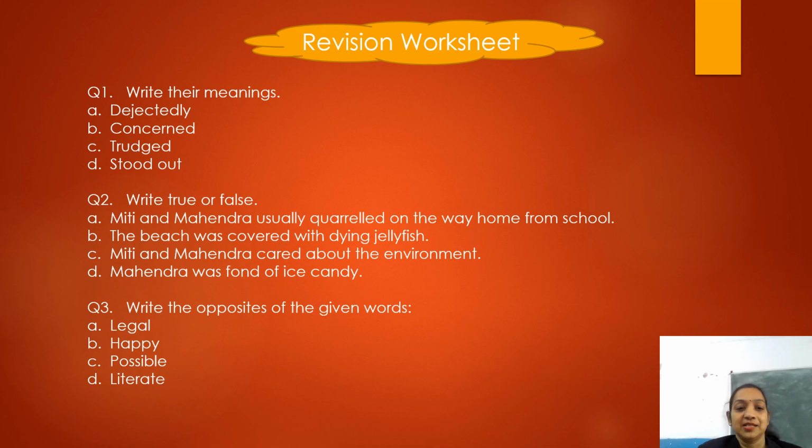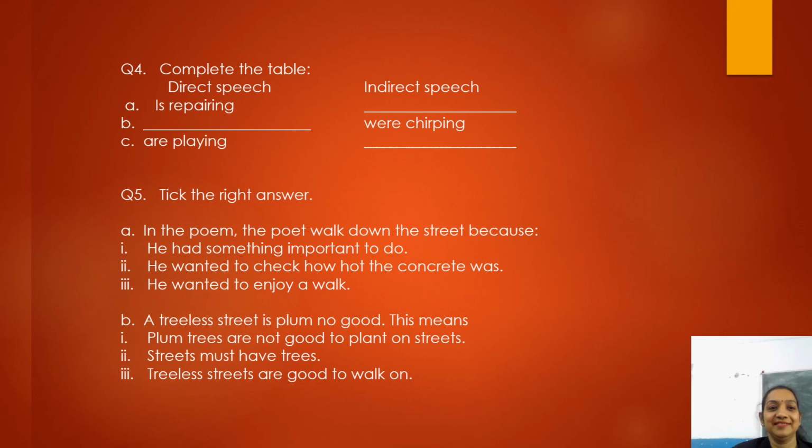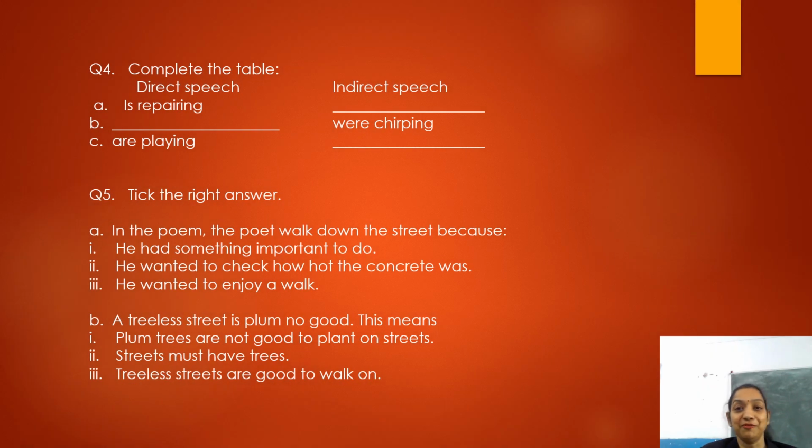So now let us move on to the next question. Let us move on to the next slide. Here is our question number 4. Complete the table. So children, here direct speech and indirect speech, right? These two columns are given and some blanks are also given. So you have to fill those blanks to complete this table.